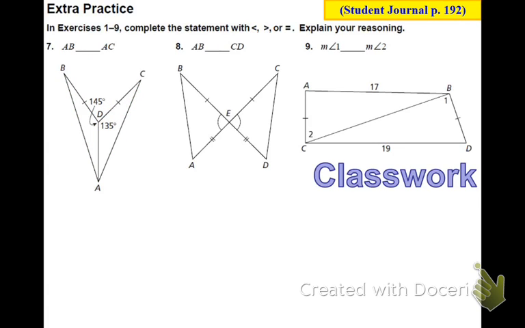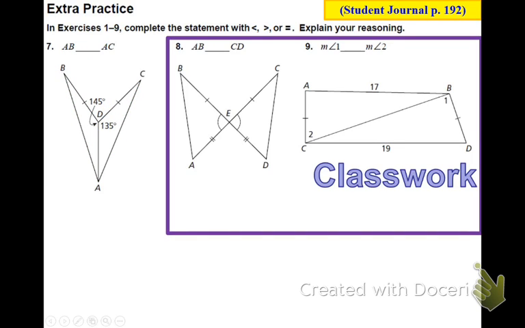And then you are doing 8 and 9. On your classwork paper, make sure you write the statement as well. AB blank CD. So you're doing it on your classwork paper. So like these and these should be on here. You do you.